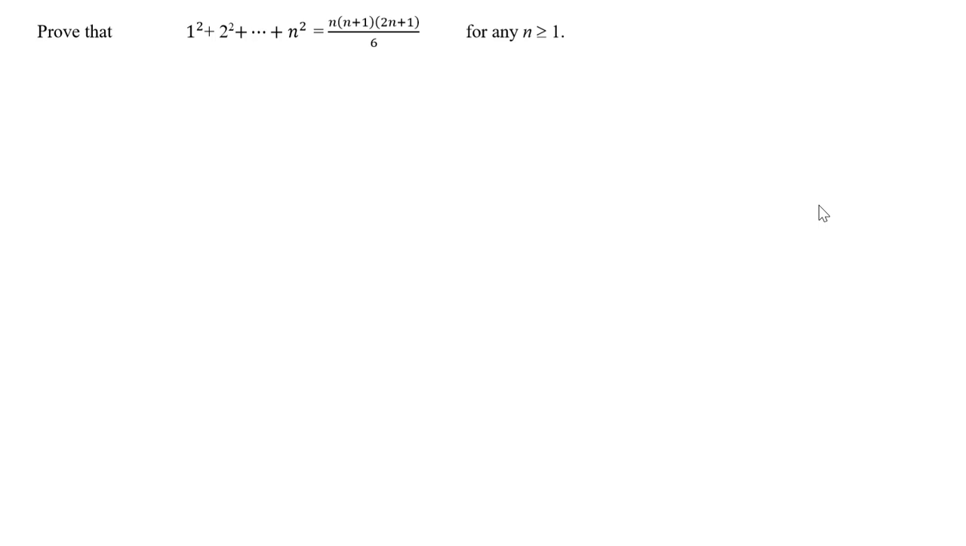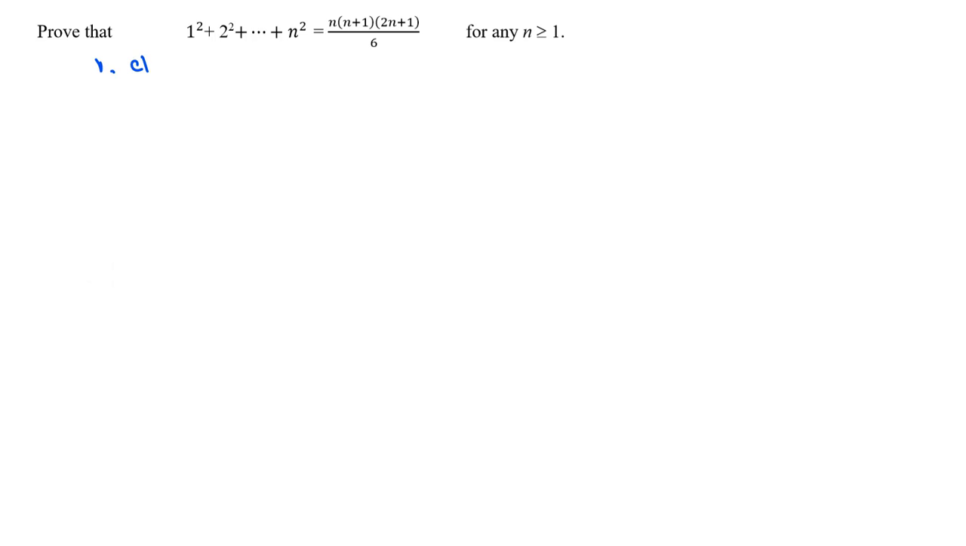It depends where you stop. If you stop at 5 squared, that means you replace n with 5. So 1 squared plus 2 squared plus all the way to 5 squared will be 5 times 5 plus 1 times 2 times 5 plus 1 over 6. So this is a formula for the summation of squares. But let's prove that this always holds and is always true.